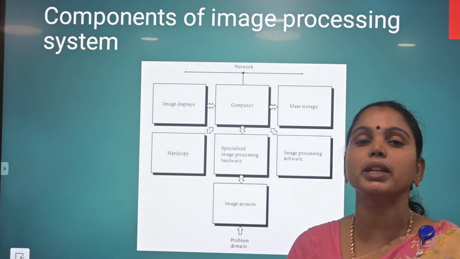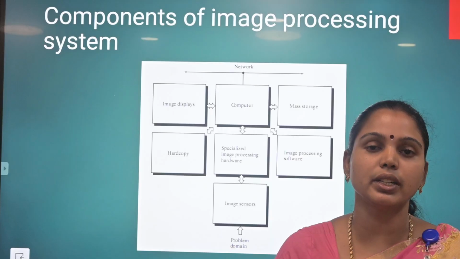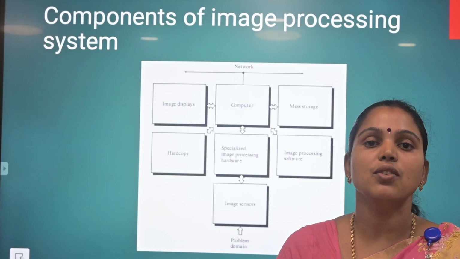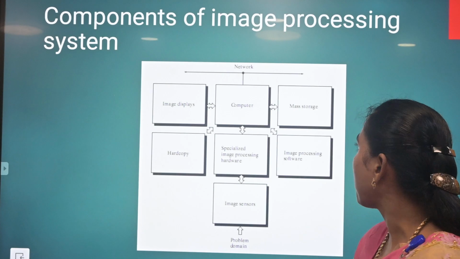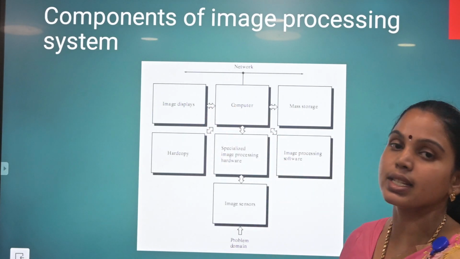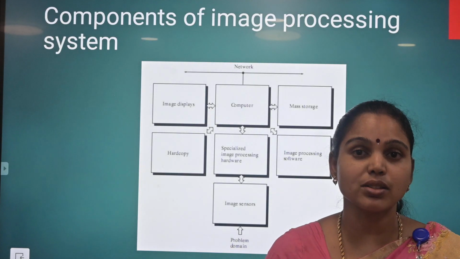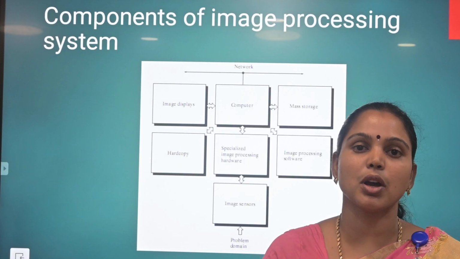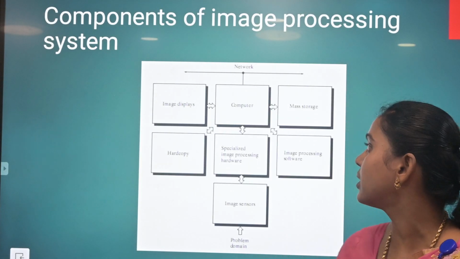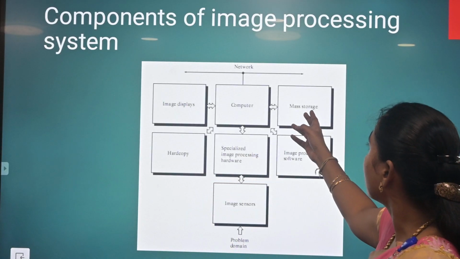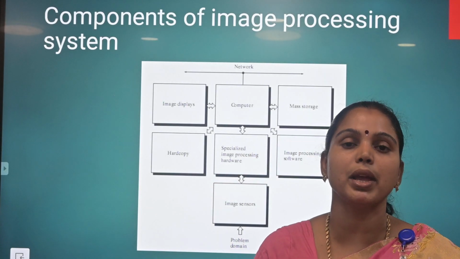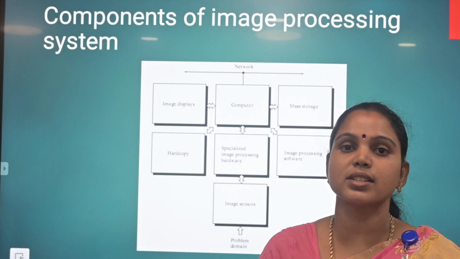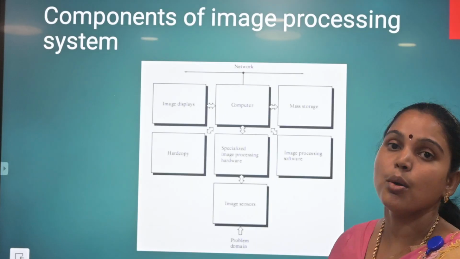Hard copy represents the laser printer or some other pen drive, likewise the physical device which is used to maintain a copy. And next one is computer. Computer, it may be a personal computer up to the supercomputer or mainframe computer. There are some computers needed to process the image. And mass storage, to store the image we need certain storage techniques. So whatever storage techniques there are come under the category of mass storage.